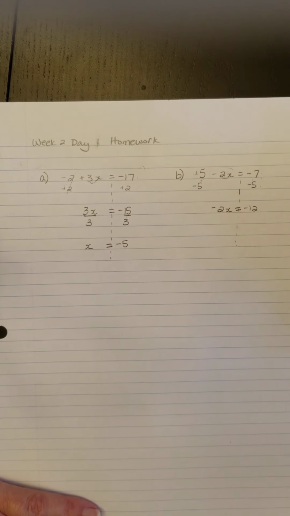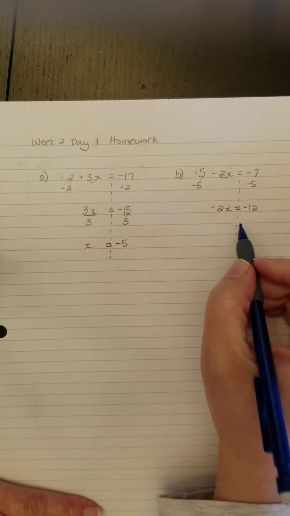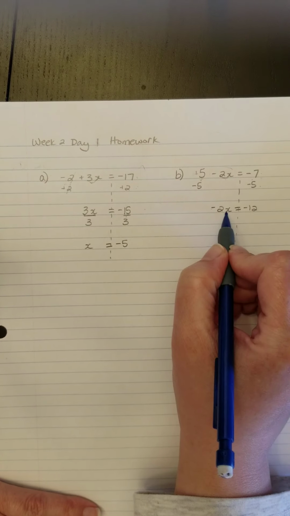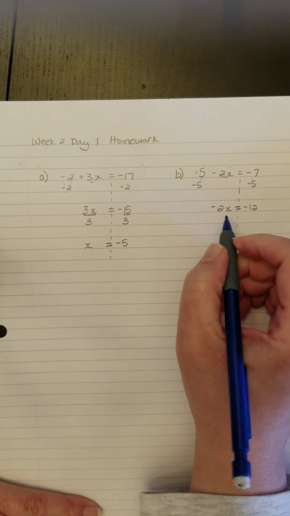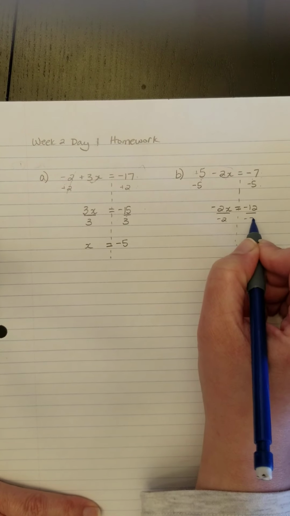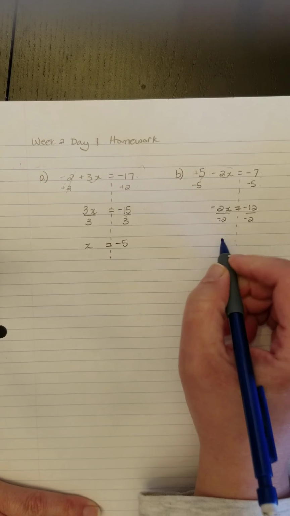If you're still struggling with this, you could take a picture of the calculator you're using and post that on Google Classroom, and we can try and help you out with your specific calculator if you're struggling with how to use it for negatives. From here, we have -2 times x equals -12. The opposite of the multiplying is dividing, so I'm going to divide by -2.